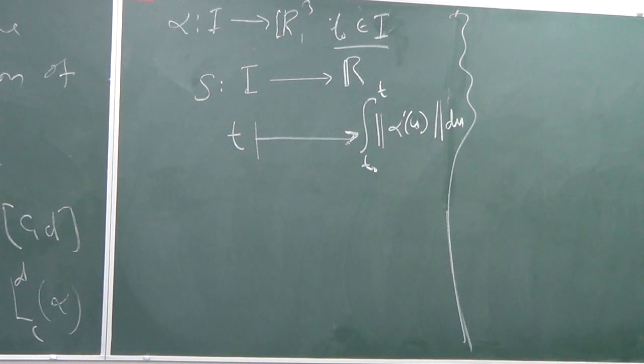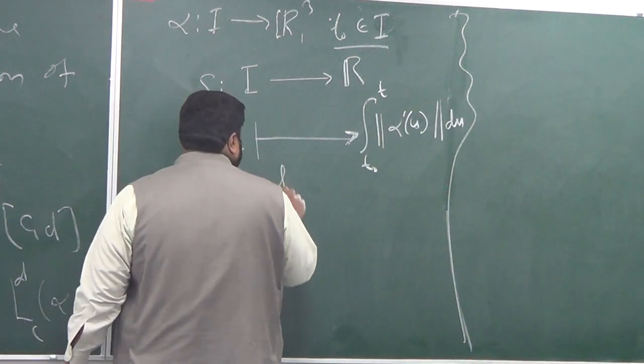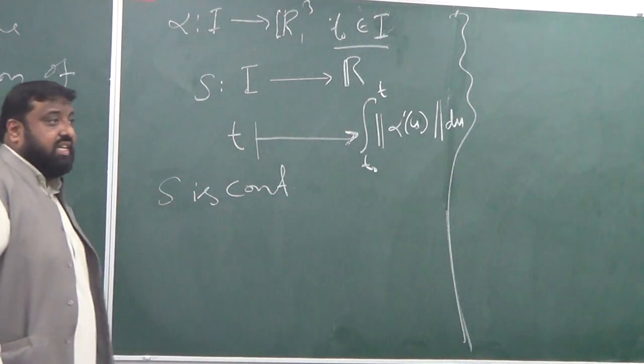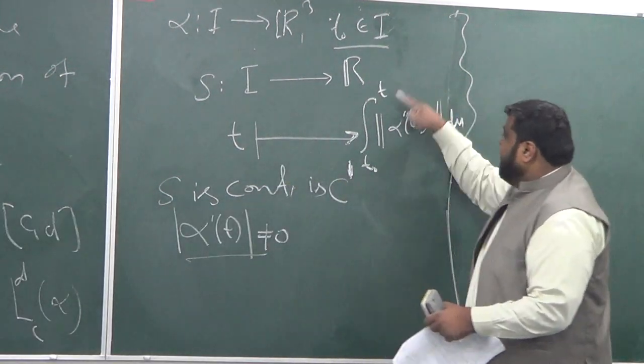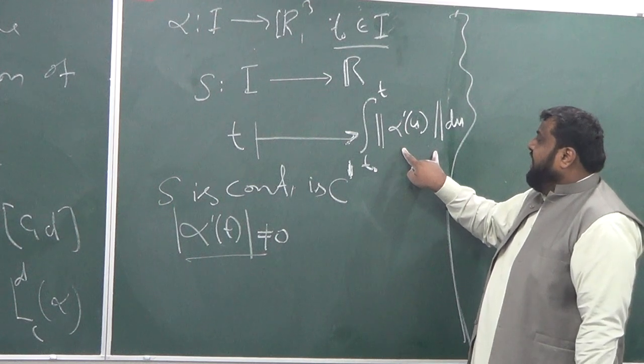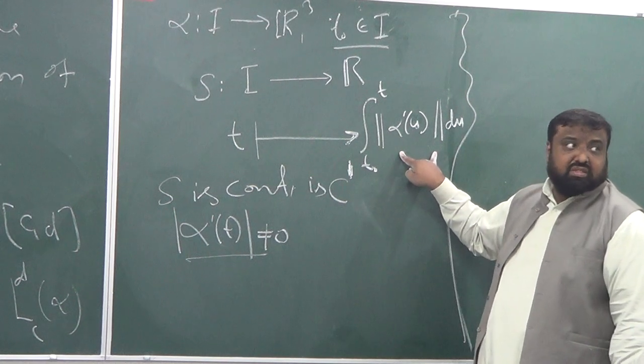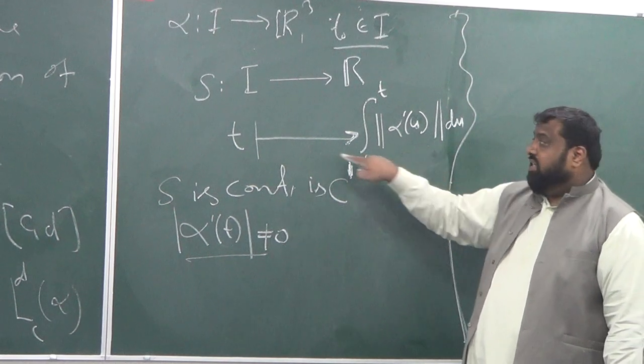What are some of the immediate properties of this map? Do you see any trouble with it? It's continuous, yes. S is continuous, there's nothing wrong with it. It's the integral of this thing. And it's also C1 class. Why is it C1? Because you have the fundamental theorem of calculus, so I can differentiate it.